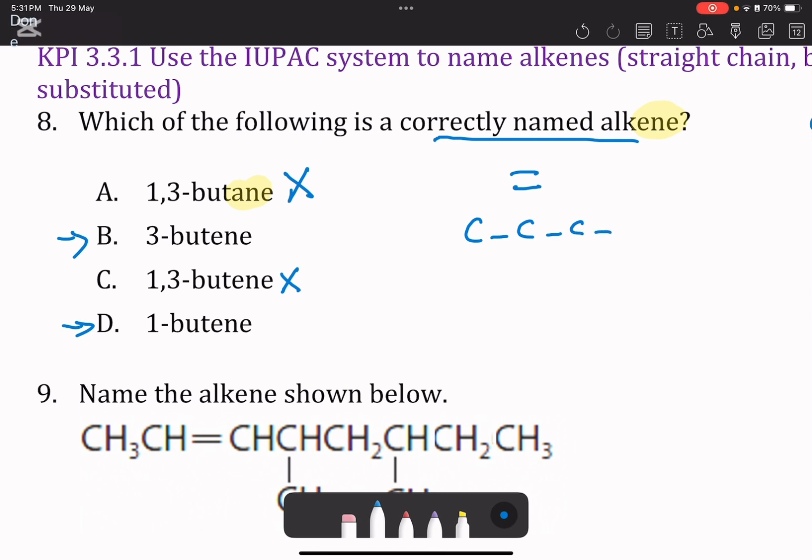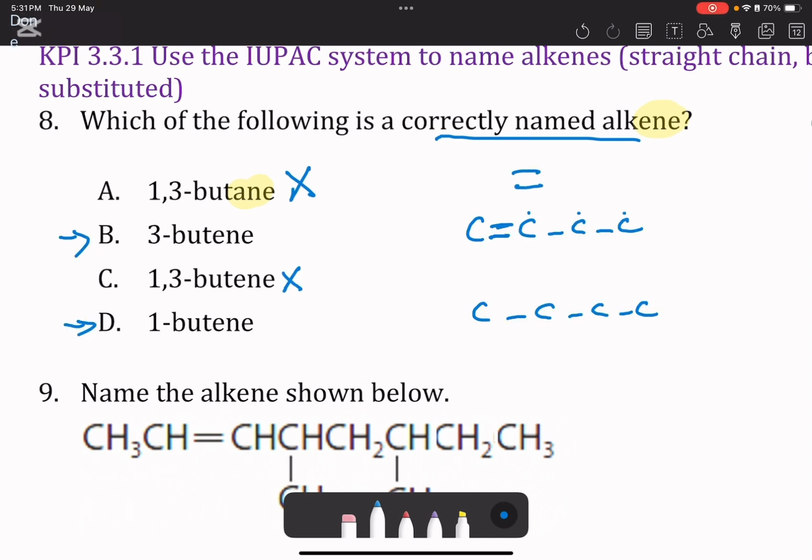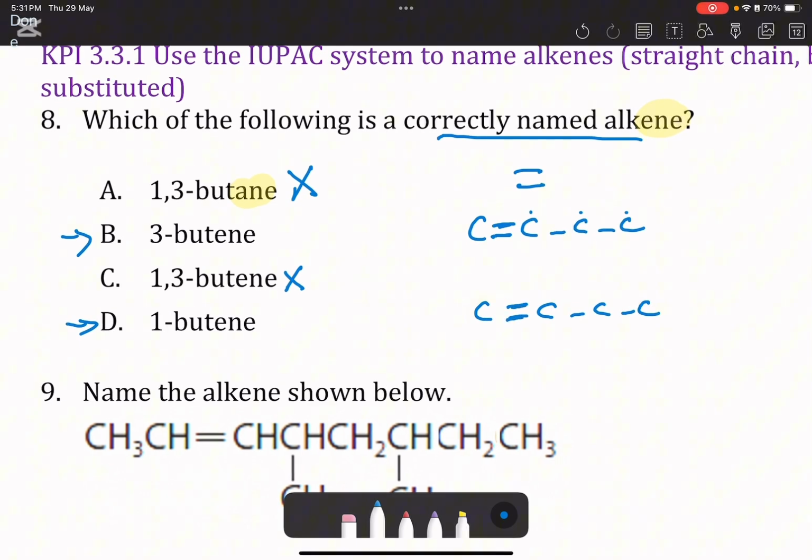So try to draw and see why one of them is wrong. When they say 3-butene, 1, 2, 3, so the double bond is here. And when they say 1-butene, the double bond is here, or if I started from this side. So when I want to name an alkene, I should start from the carbon that is closer to the double bond, meaning here option B is wrong because they started counting from the wrong side.